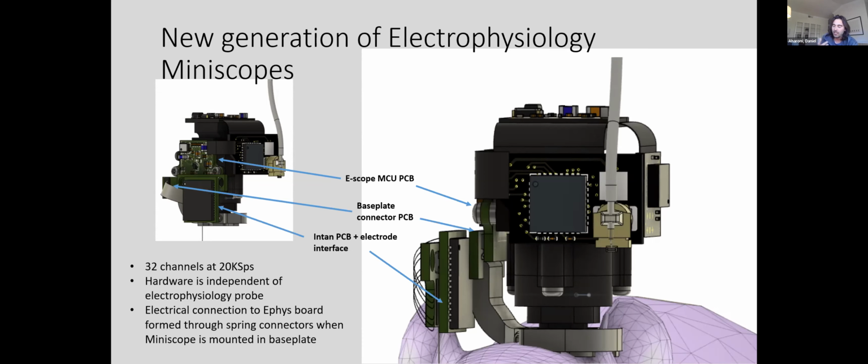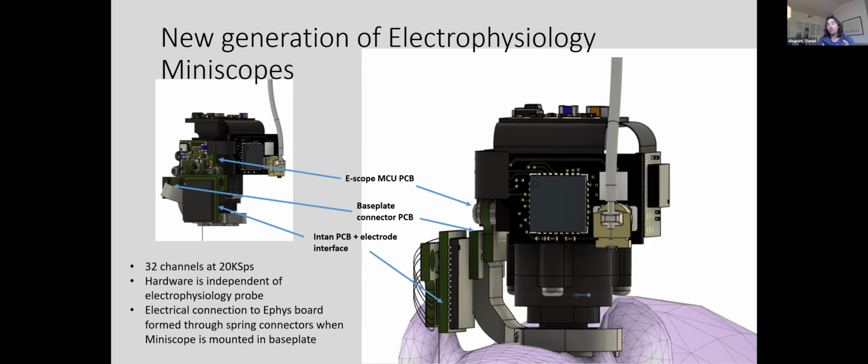So our solution, it's hard to see here, but effectively will be a modified base plate that already has the electrode connection built into the base plate. And when the miniscope slides into the base plate, there are spring-loaded connections that connect the EFIS interface to the miniscope.